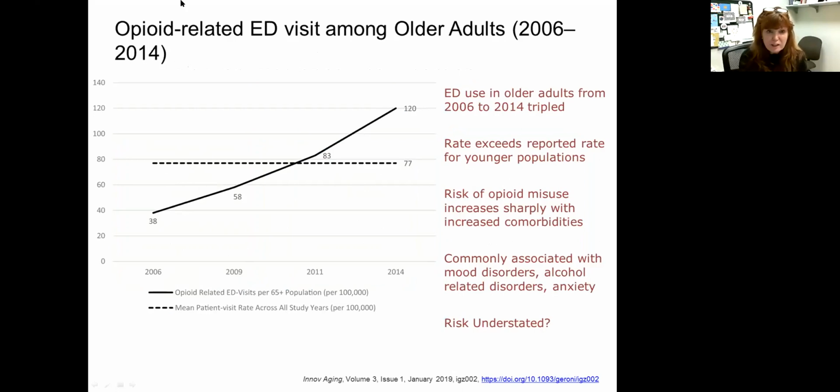This study looked at opioid-related ED visits. So elderly patients that have presented to the ED with an ICD-9 code of opioid misuse or opioid overdose. And this was in 2006 to 2014. And this was during, as we were ramping up with our different ways we were addressing the opioid crisis. But it does emphasize that, even though the numbers are very low, there was at least an increase in concern about this. And this rate actually exceeded the reported rate for younger adults at that time.